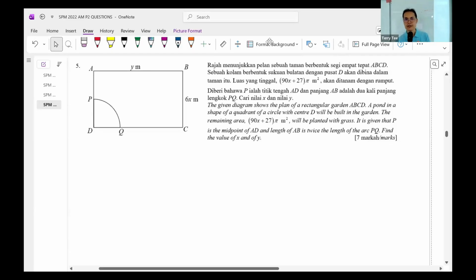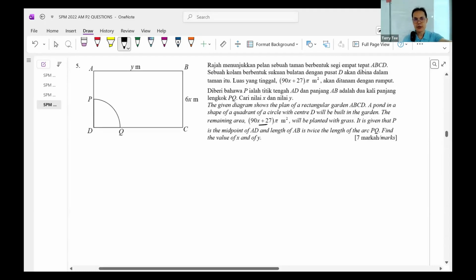Okay, question number 5. The diagram shows the plan of a rectangular garden ABCD. A pond in the shape of a quadrant of a circle, or quarter of a circle, with center D, will be built in the garden. So the remaining area is this. The remaining area will be planted with grass.